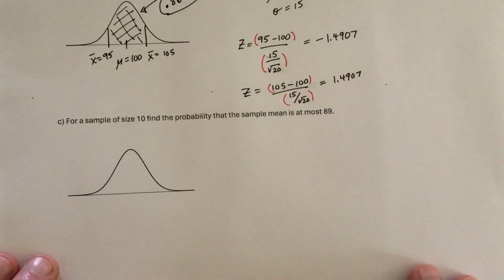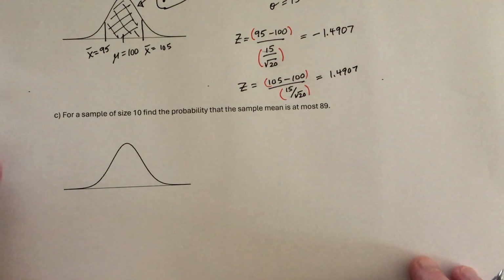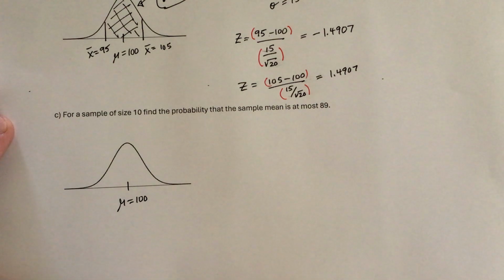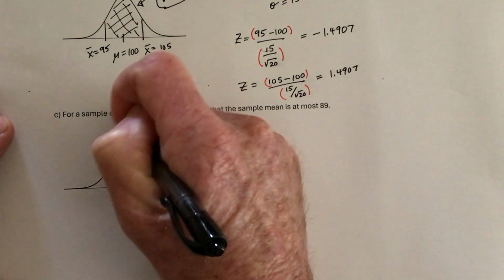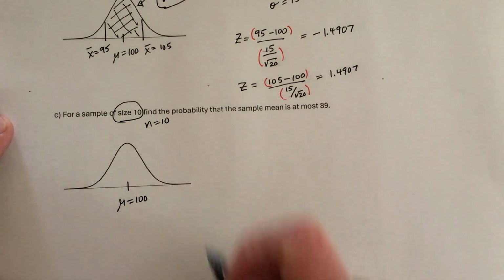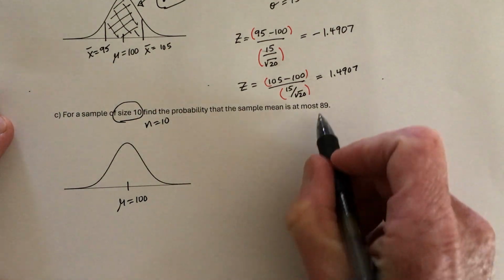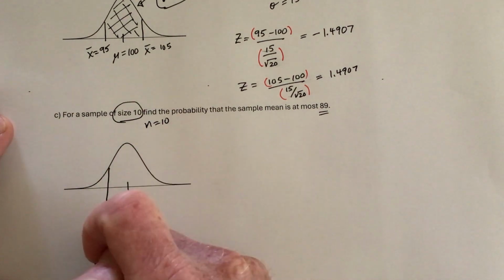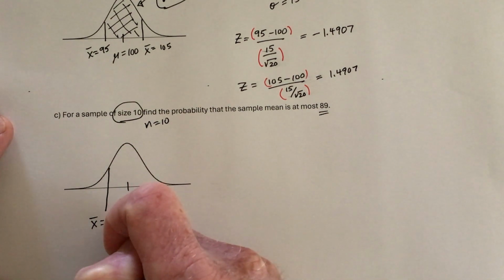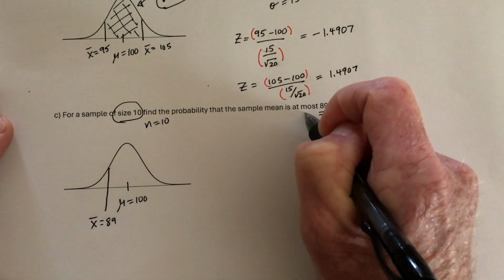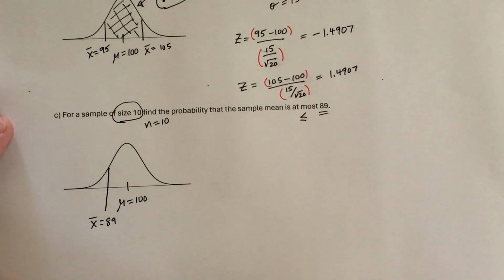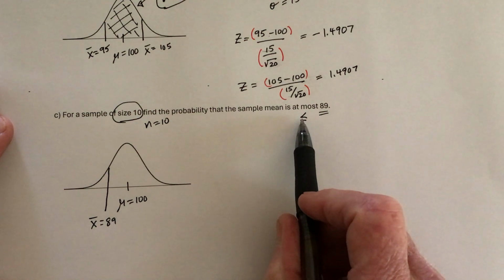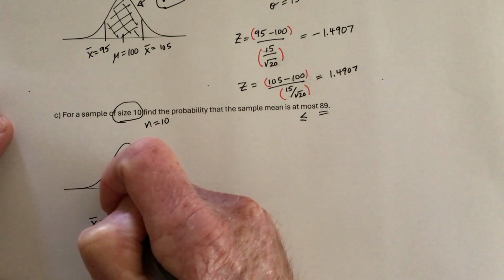All right, then just one more. So the mean is still equal to 100. It's a sample size of 10, so n equals 10. And then it's asking about 89, so 89 would be over here somewhere. And then the word at most means less than or equal. And less than or equal, well, this arrow is pointing to the left, so you shade to the left.